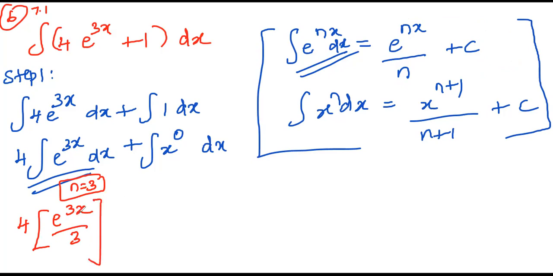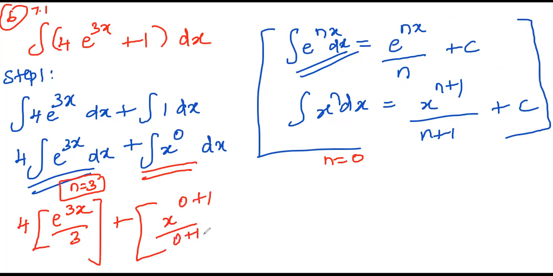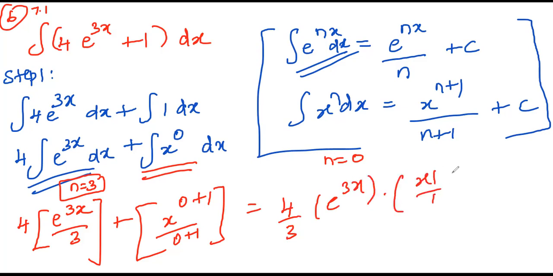So it's e raised to the power 3x by 3 plus, for integrating this, the value of n is 0 if I compare these two, and it's going to be x raised to the power 0 plus 1 upon 0 plus 1. So it will be 4 by 3 times e raised to the power 3x and x power 1 upon 1, which is nothing but x. I can write it as 4x by 3 e raised to the power 3x, and plus c. This plus c is nothing but integral constant.